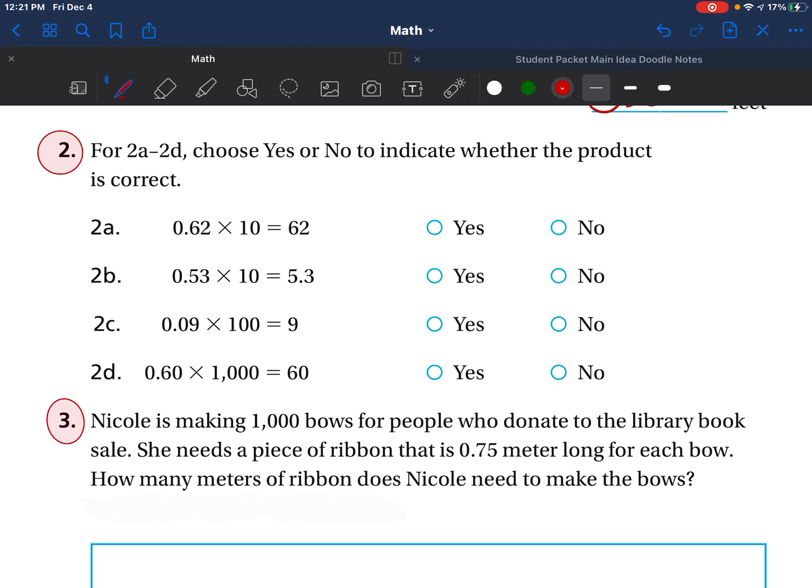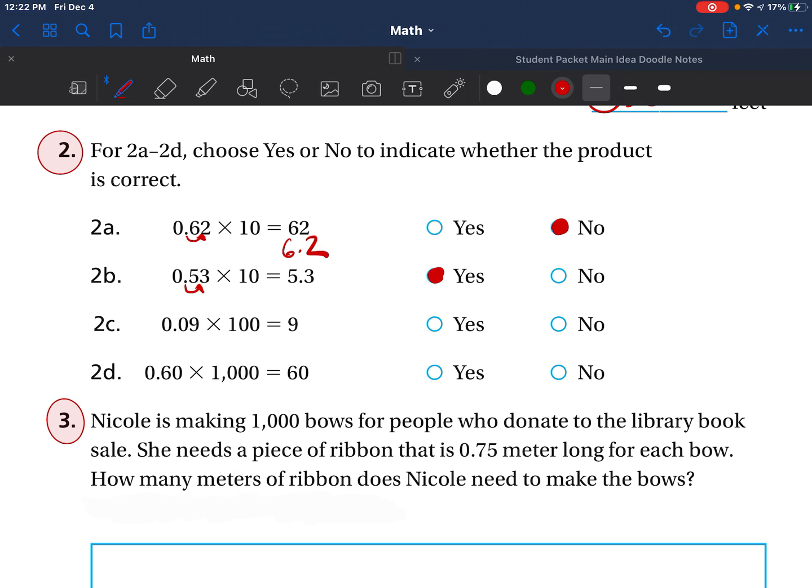62 hundredths times 10 equals 62. So if we multiply a decimal by 10, we move our decimal point 1 place to the right. In this case, it would give us 6.2. So that would make this answer no, because it is not 62. Now we have 53 hundredths times 10 is 5 3/10. Well, 1 place to the right. Yep, that is 5.3, so that is a yes.